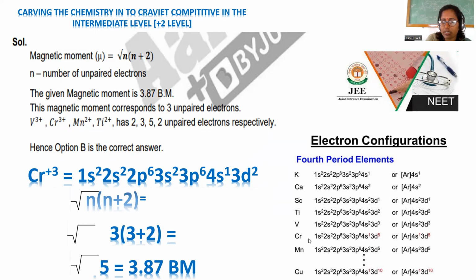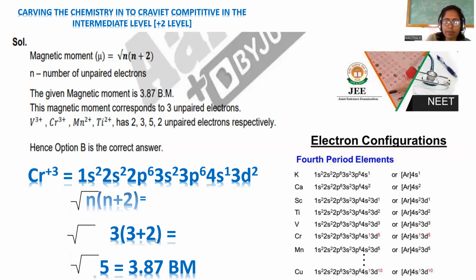Chromium plus 3. If you see the chromium, it is given as 1s2 2s2 2p6 3s2 3p6 4s1 3d5. Total 3 electrons will be there in the outer shell. These 3 electrons are taken over here under the root n into n plus 2 formula. Let's apply it over here. The n value is taken as 3 because 3 valence electrons are left for chromium plus 3.